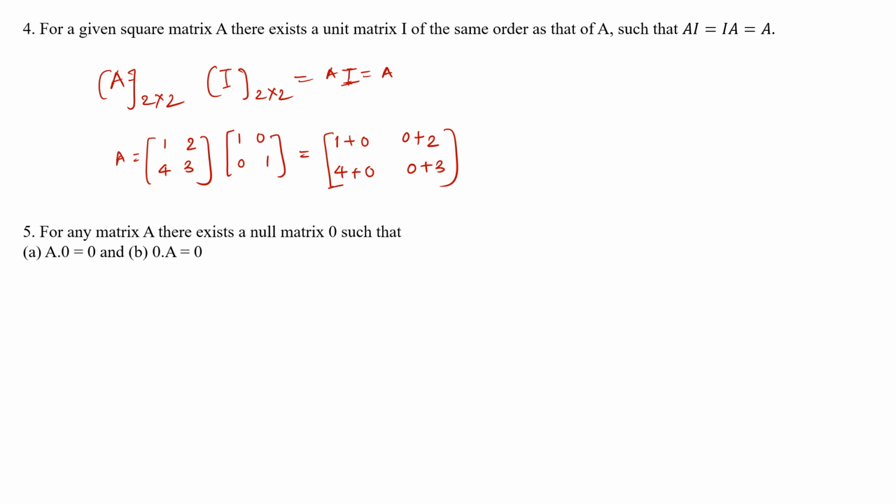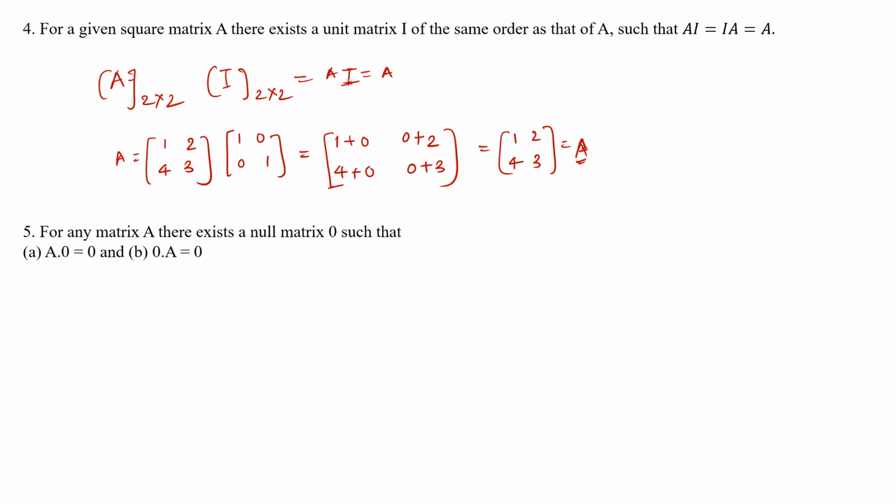Therefore, this will become 1 2 4 3. That is the same matrix A we have. So, whenever we multiply any matrix with the identity matrix of its own order, we get back the same matrix.